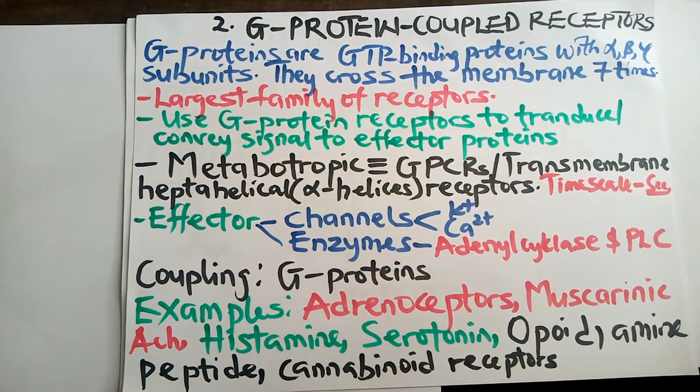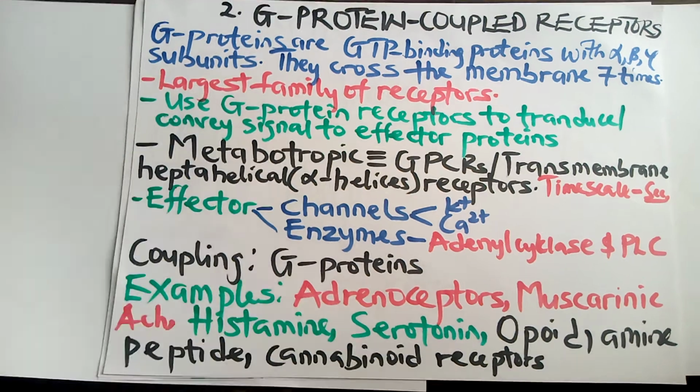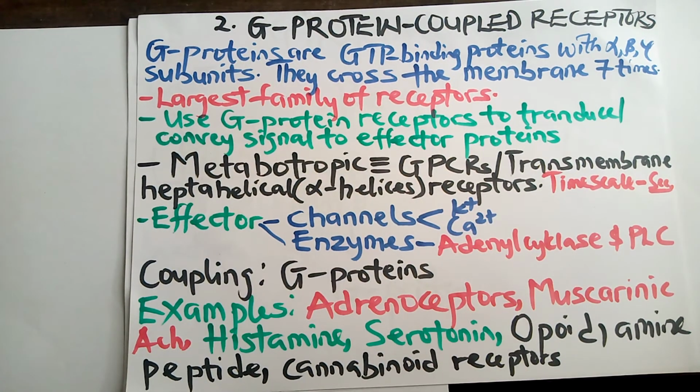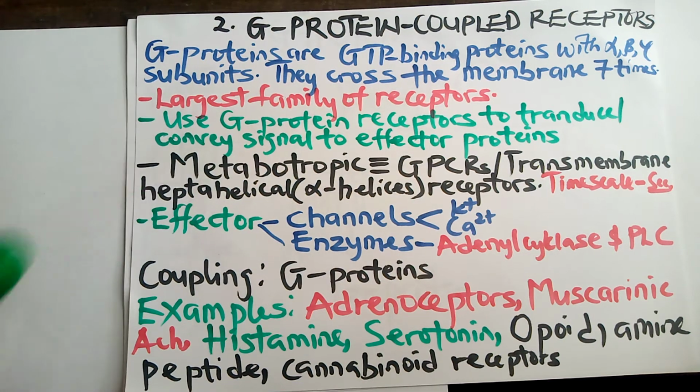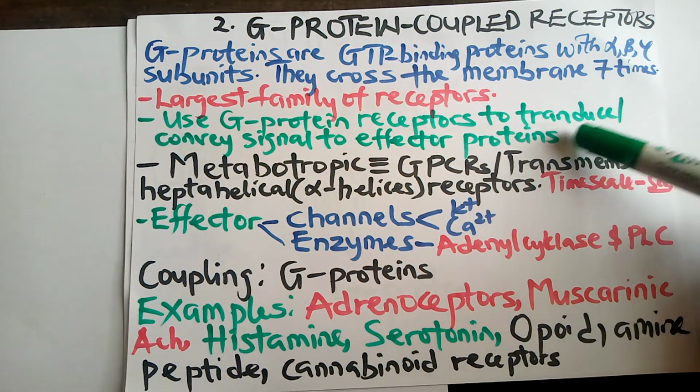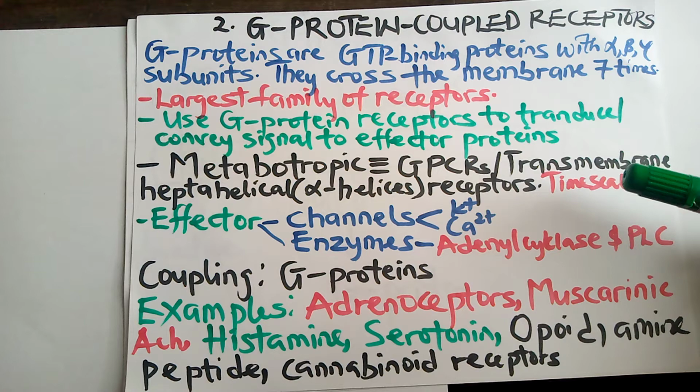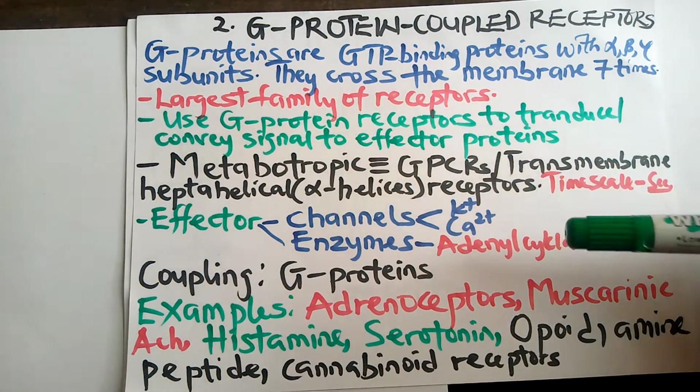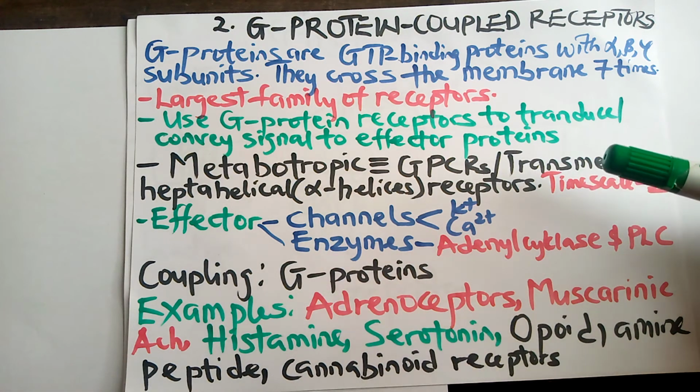G protein coupled receptors are also called metabotropic receptors. Metabotropic receptors is another name for G protein coupled receptors, and they're also called transmembrane heptahelical alpha helices receptors because they traverse the cell membrane several times. And they usually act within a short time frame of seconds.